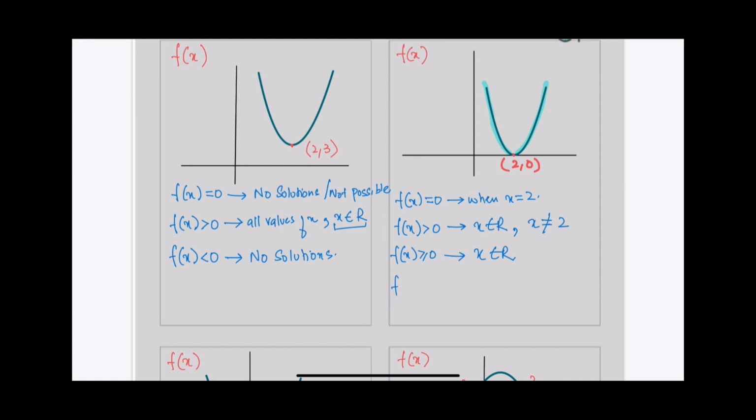Then the last one is f of x less than 0. Now you can say that there are no solutions. The function did not go beyond the x-axis, below the x-axis. No solutions. There are no values of x for which the curve went below the line.